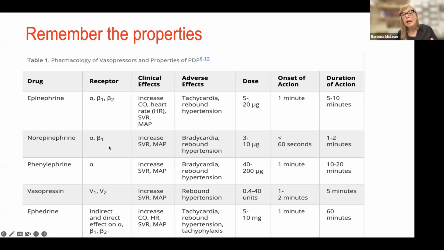Norepinephrine, much less likely for you to use. It is being used by some intensivists as a push dose vasopressor, alpha and beta 1. So it causes vasoconstriction, it brings the MAP up, but oftentimes what you'll see in lower doses of norepinephrine is some secondary bradycardia. Higher doses of norepinephrine, you'll have tachycardia. You will have hypertension in response, and then you may also have rebound hypotension. Doses 3 to 10 mics, onset of action less than 60 seconds, and the duration of action is really, really short.